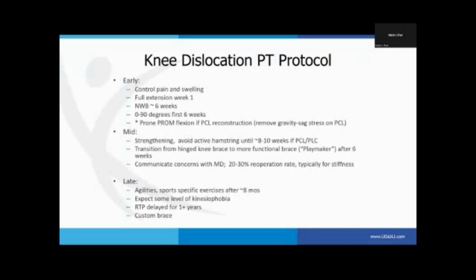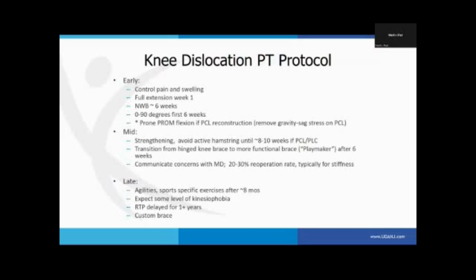I know there are some therapists in the audience, and I know a lot of the athletic trainers here do a good job helping out with the post-operative management of these athletes. So what do we do in general? Early on, it's control of pain and swelling, full extension by a week. That's almost always our goal. Non-weight bearing for approximately 6 weeks. We do want to get to 90 degrees by those 6 weeks. If we did a PCL reconstruction, we like to do our range of motion flexion in the prone position to remove gravity sag stress on the PCL reconstruction.